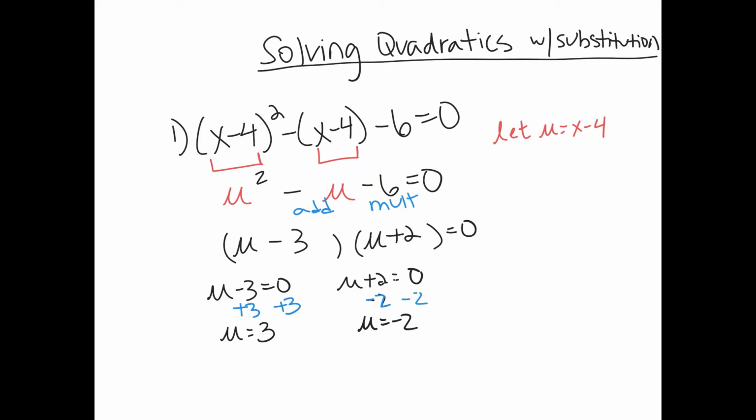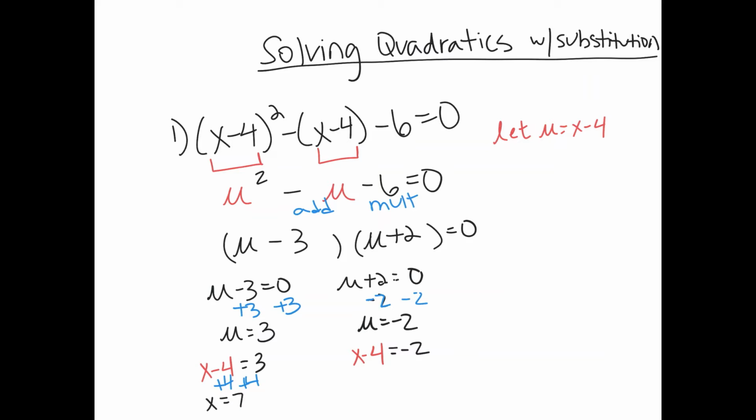But I cannot box my answer because what? I found u. Remember, go back up here, let u equal x minus 4, right? Well, that means this left side is x minus 4. Because again, my goal is to find x. So if u, which is x minus 4, equals 3, or equals negative 2, now I can solve for x. So I can add 4 to both sides. Add 4, add 4.